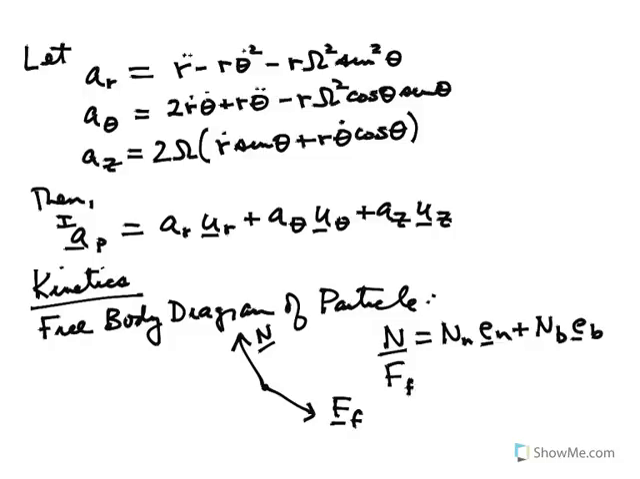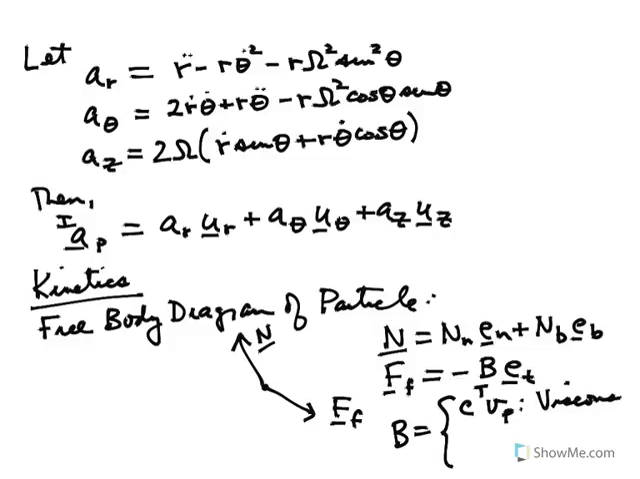I also know that the friction force has the general form of minus B times E_t, where B depends upon the type of friction. In the case of viscous friction, it's the coefficient of viscous friction times the speed relative to the track.